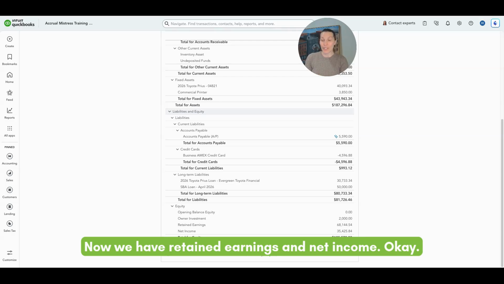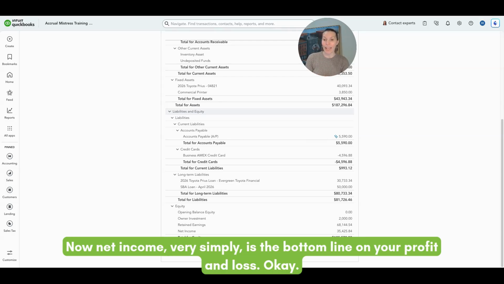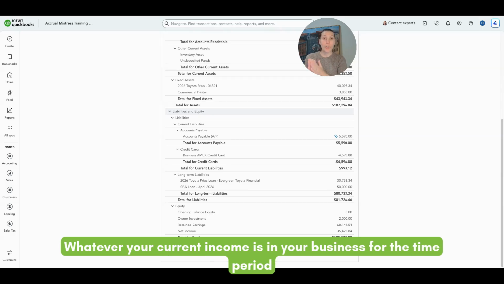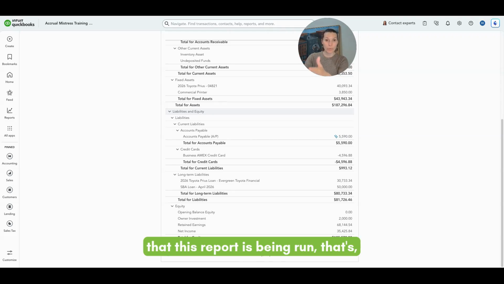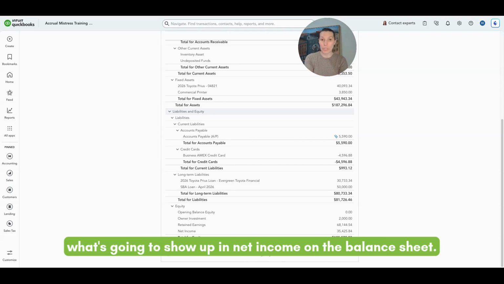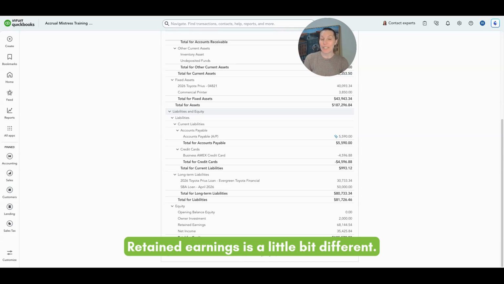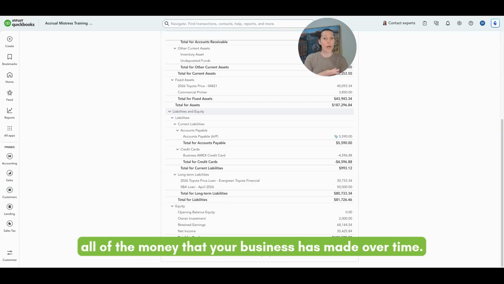Now we have retained earnings and net income. Okay. Now net income, very simply, is the bottom line on your profit and loss. Whatever your current income is in your business for the time period that this report is being run, that's what's going to show up in net income on the balance sheet. Retained earnings is a little bit different. Retained earnings is basically a running total of all of the money that your business has made over time, okay?